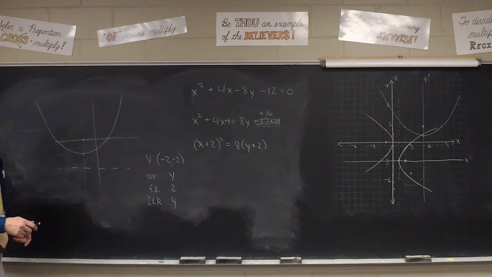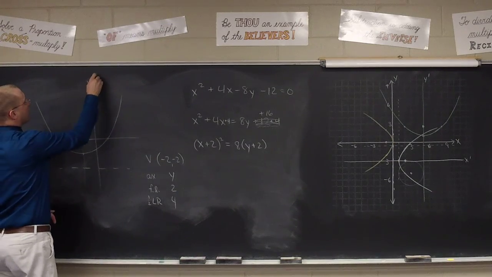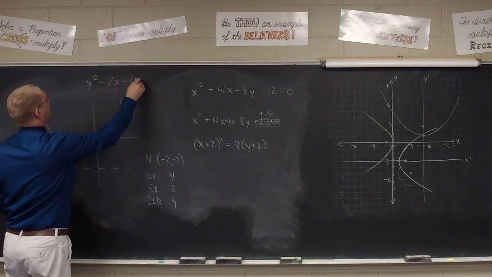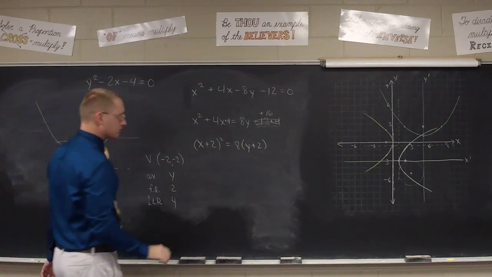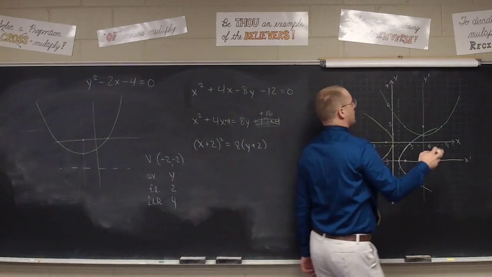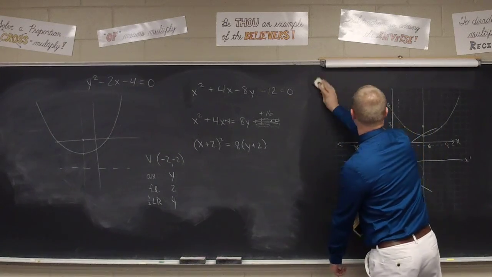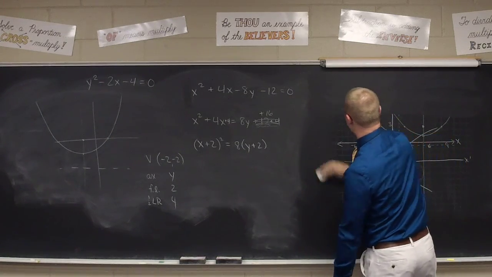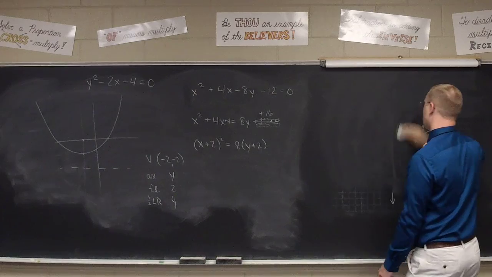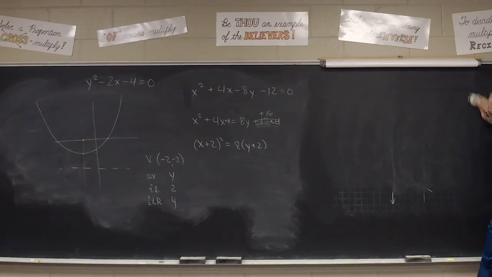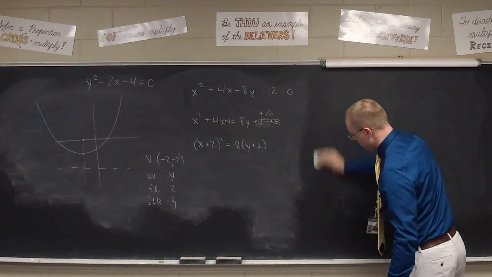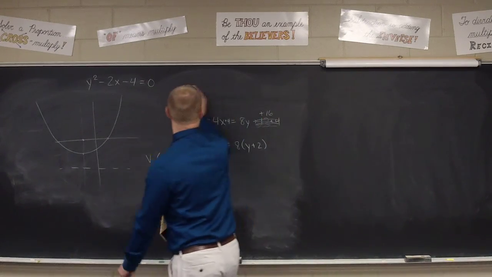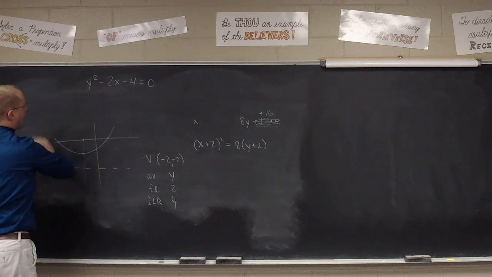Right. Write this one down if you would, please: y squared minus 2x minus 4 equals 0. This one kind of looks different. Is it really a parabola? Yes. Why? It has only one square. Yeah, but it doesn't have a y to the first. Doesn't matter, it just says one squared variable, right? So it's got to be a parabola.